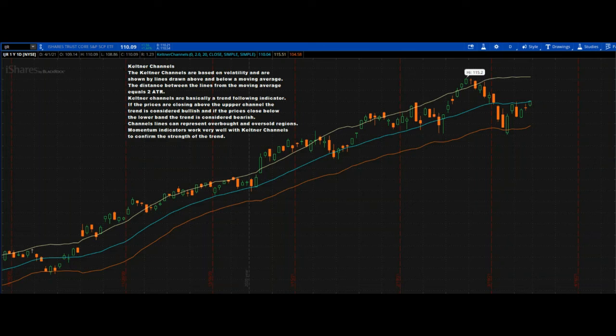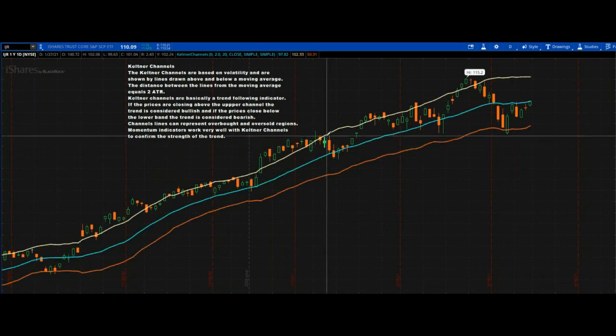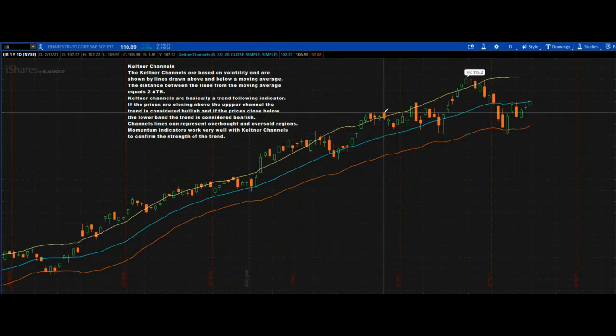If the prices are closing above the upper channel, the trend is considered bullish. So right here, it's considered bullish. Right in this region, it's considered bullish. And if the prices are closing below the lower band, the trend is considered bearish.